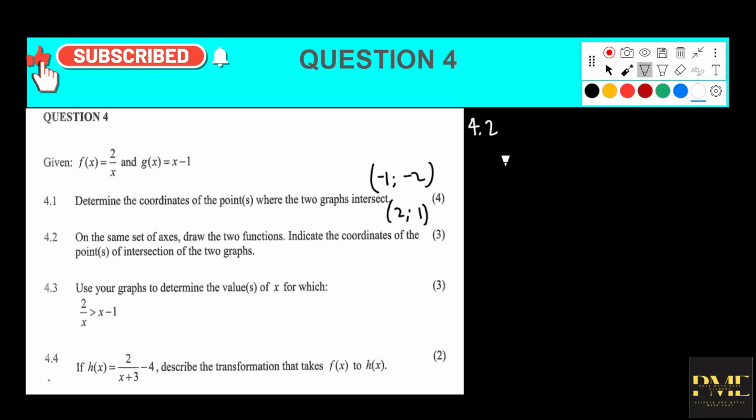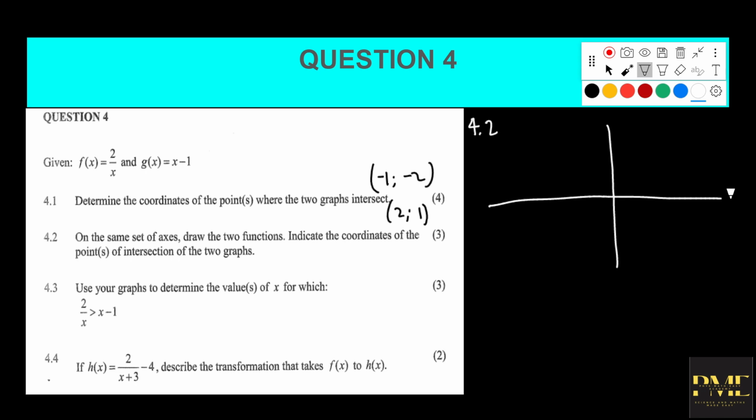Okay, so let us move on to 4.2. On the same set of axes, draw the two functions. Indicate the coordinates of the points of intersection of the graphs. Okay, all right, cool. So 4.2, we are required to actually sketch, guys. We are required to actually sketch.